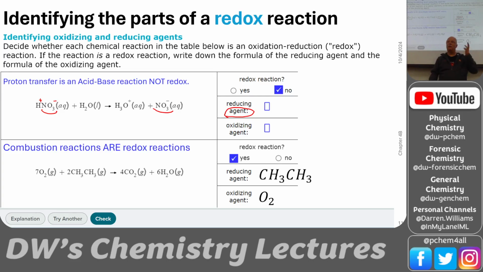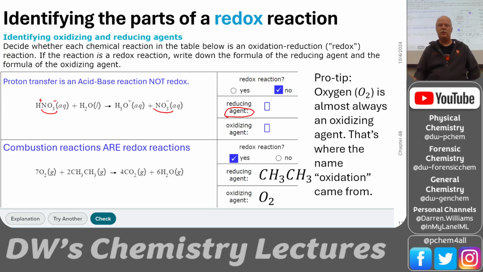And the reverse is also true, that oxygen was reduced by the reducing agent. So they exchange. Okay, so if you get confused, go back to this part of the video and listen to me say that 4 times. Okay, so pro tip, oxygen's almost always an oxidizing agent. That's where the name oxidation comes from. We kind of talked about that.